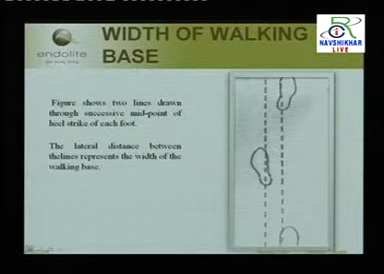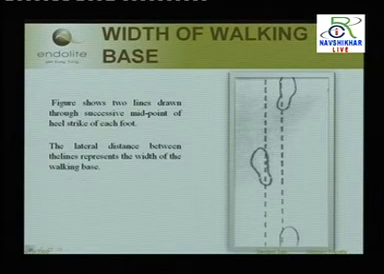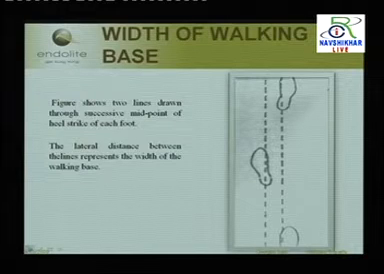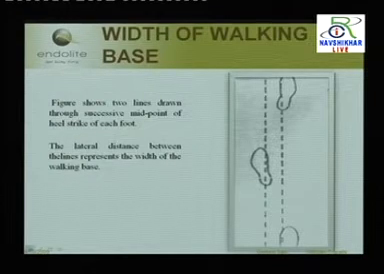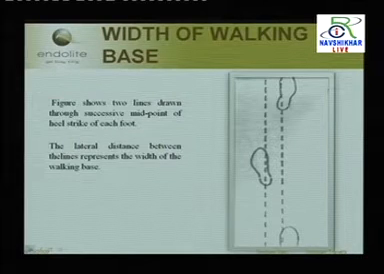Then we have the width of the walking base. If you can see the slide, it clearly shows the heel strike, the peak point, and the heel strike of the other peak point. The distance between the two extremities is the width of the walking base. The wider we go, the more deviation. It's not a normal gait, but it depends on the human skeleton. It's nothing abnormal about it, but it depends on the human skeleton.